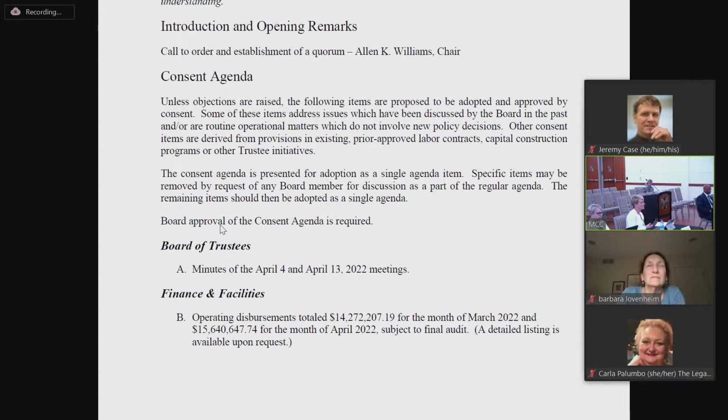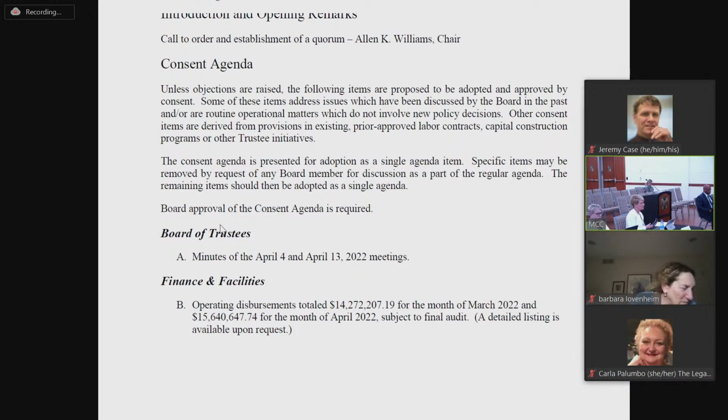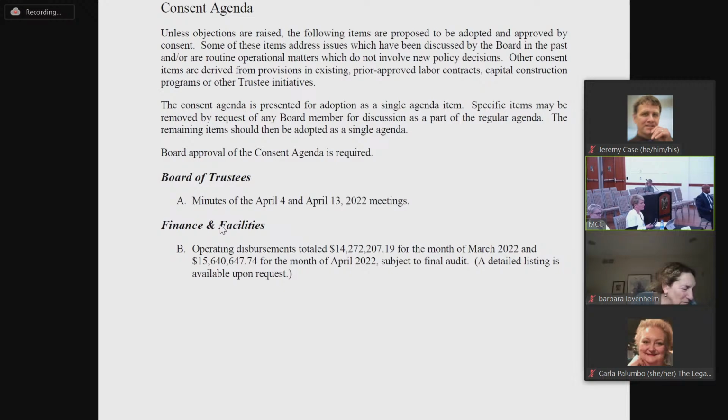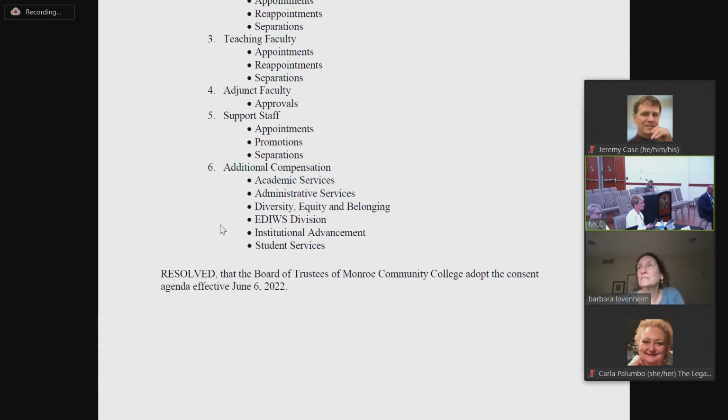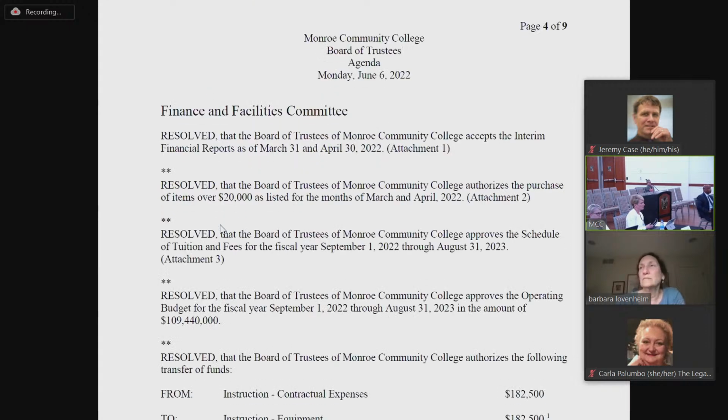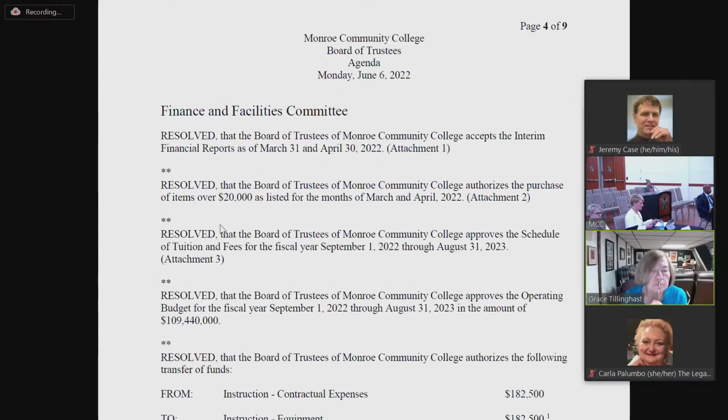Resolved, the Board of Trustees of Monroe Community College authorizes the purchase of items over $20,000 as listed for the months of March and April 2022, as shown in attachment 2. Trustees, may I have a motion to approve the purchases over $20,000 as detailed in attachment 2? So move. Second. Been moved and second. Any further discussion? All in favor? Again, roll call vote.